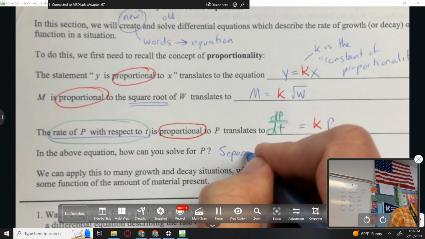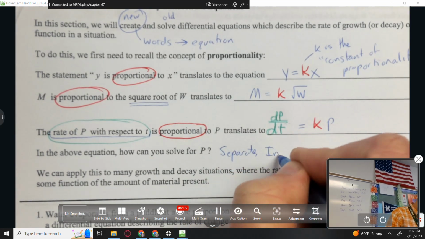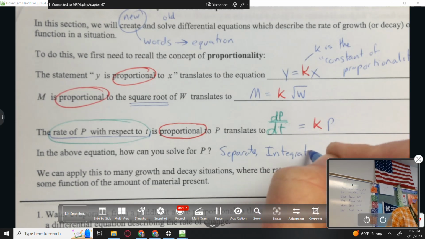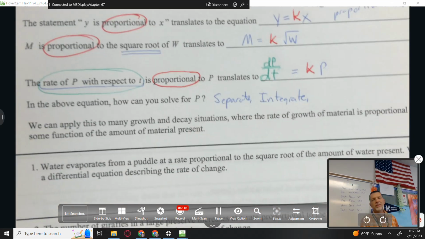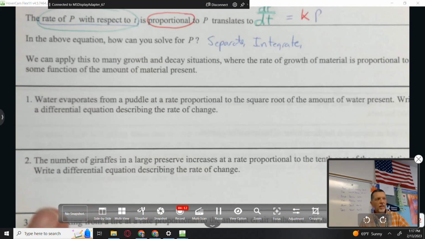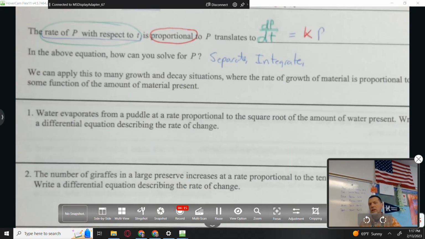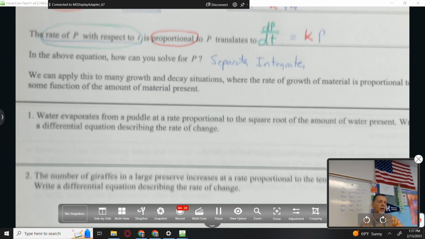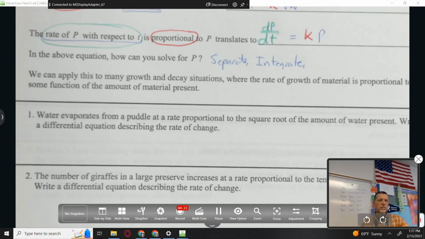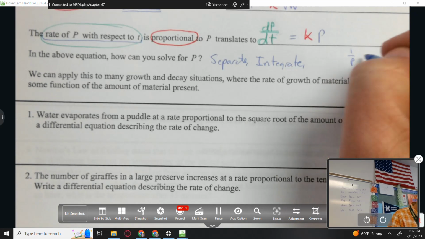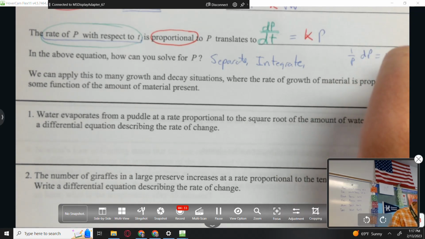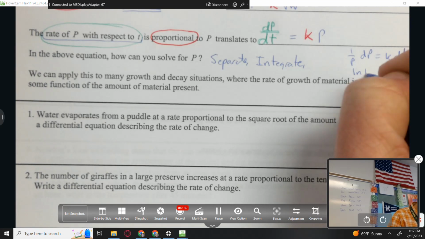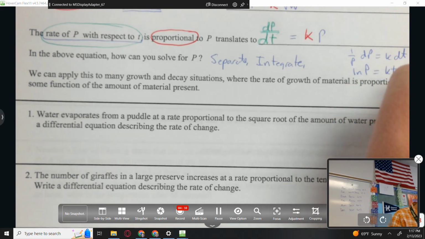The steps: separate, integrate, and then use the initial condition if there is one. This one doesn't have one, so it would just be separate and integrate, and you'd have a plus c somewhere. 1 over p dp equals k dt. So natural log of p equals kt plus c.